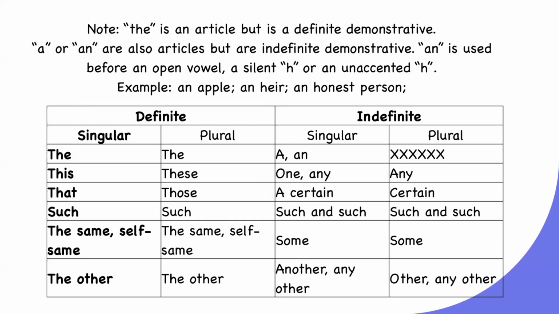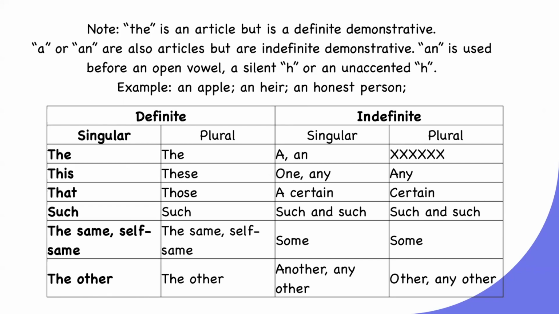Note, the is an article, but is a definite demonstrative. A or an are also articles, but are indefinite demonstratives. An is used before an open vowel, a silent H, or an unaccented H. For example, an apple, an heir, an honest person.